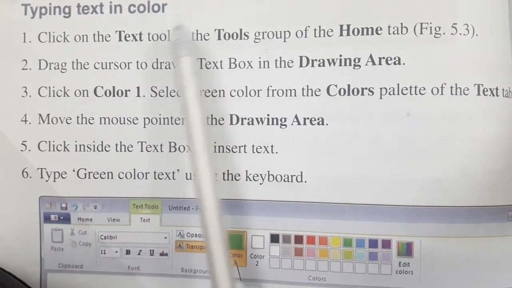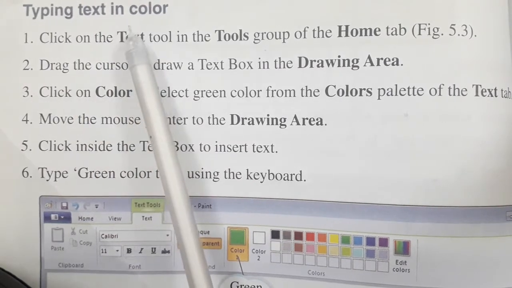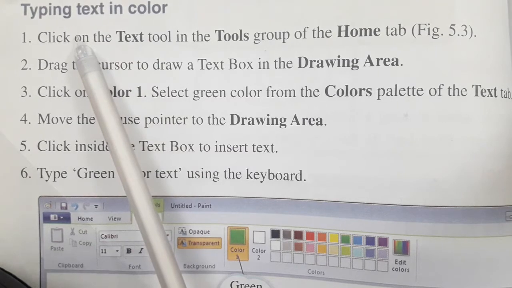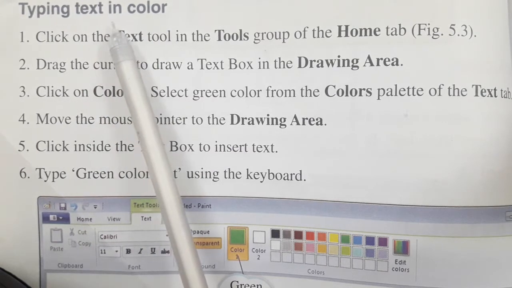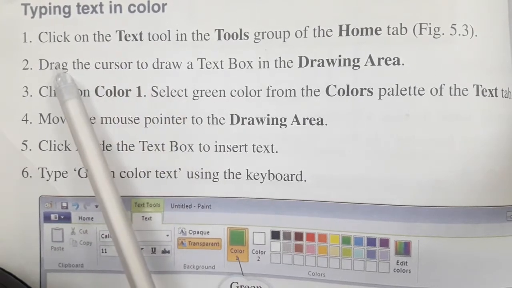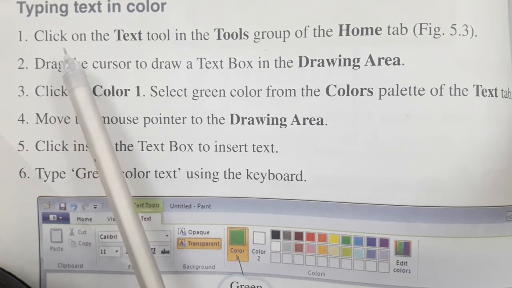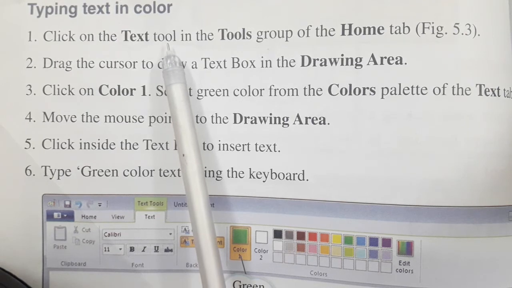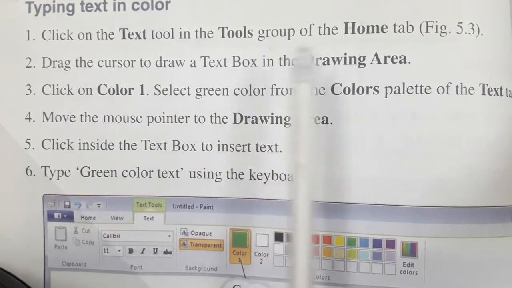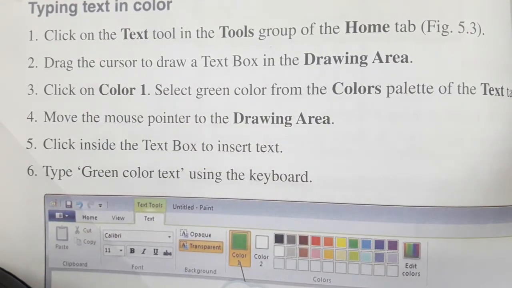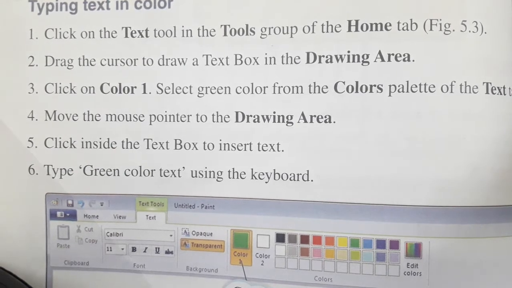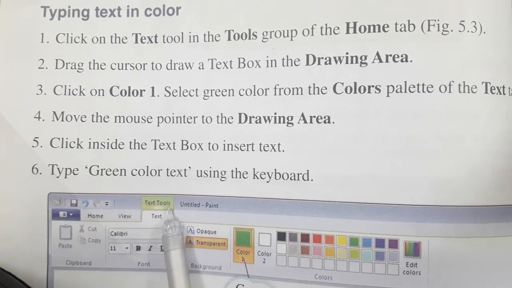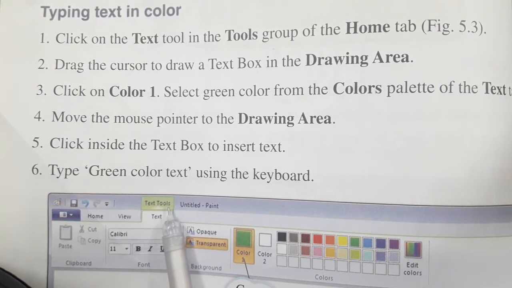Okay, students, now next point, typing text in color. How can we type text in color? There are some steps. Number 1, click on the text tool in the tools group of the home tab. As you can see here, text tool. First of all, click on text tool.